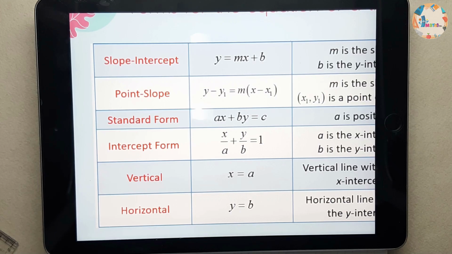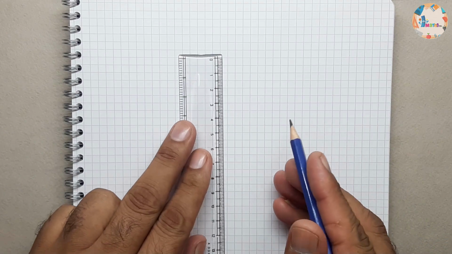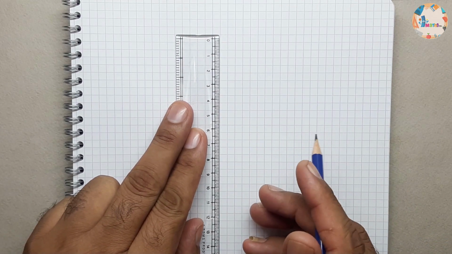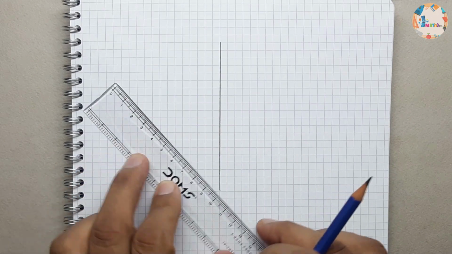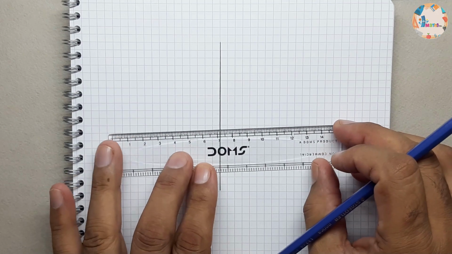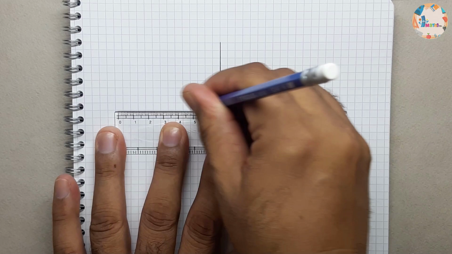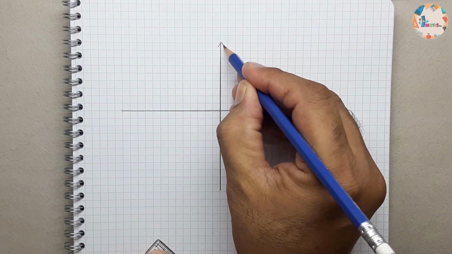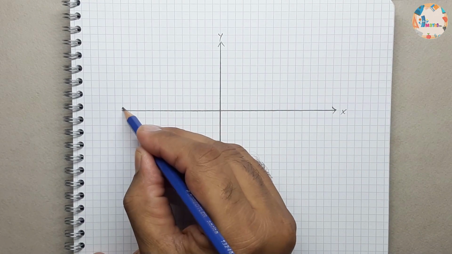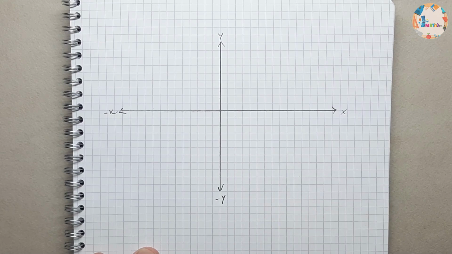So I will switch to the sheet. This is the sheet which I have decided to use because this is a little bigger box sheet, so we can draw coordinate axes, and the coordinate axes are the y axis and x axis. So these are the coordinate axes. This is the x axis, and this one we can take as the y axis. This side is negative x axis and this side is negative y axis.